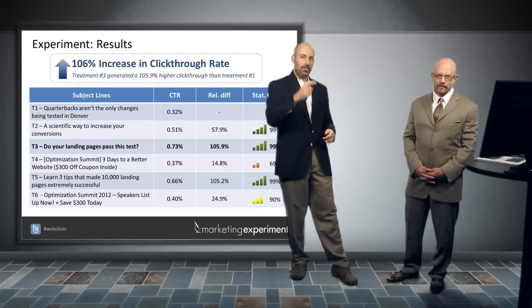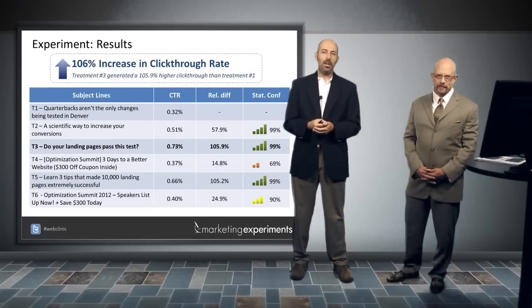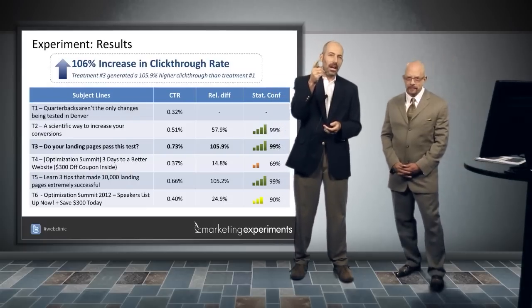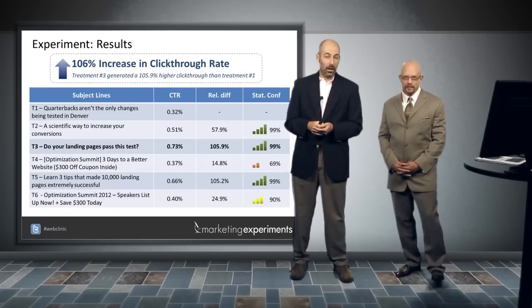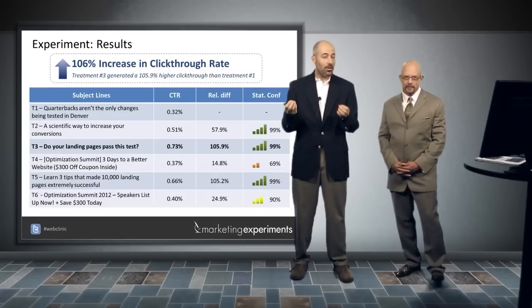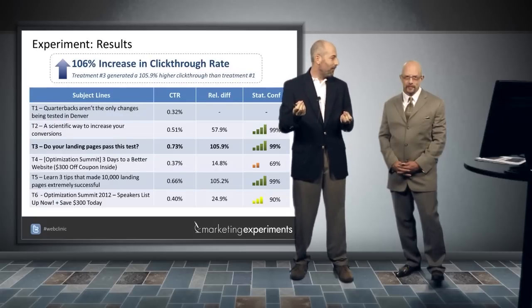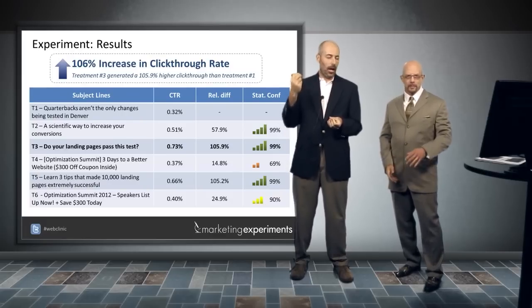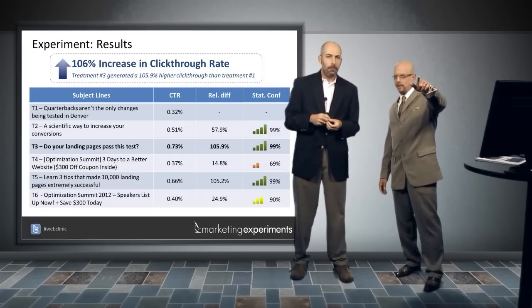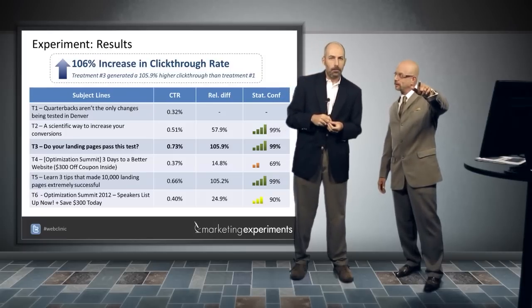But if you look at the statistical confidence numbers over on the right, you see that was not significantly different than subject line number 4, Optimization Summit, 3 days to a better website, $300 off coupon inside. And so here's the good news. We had 2 winners. Since they're not significantly different, we chose one winner from the Copyblogger audience to win an Optimization Summit ticket. I think it's T5, actually. T5 was the winner, Daniel.